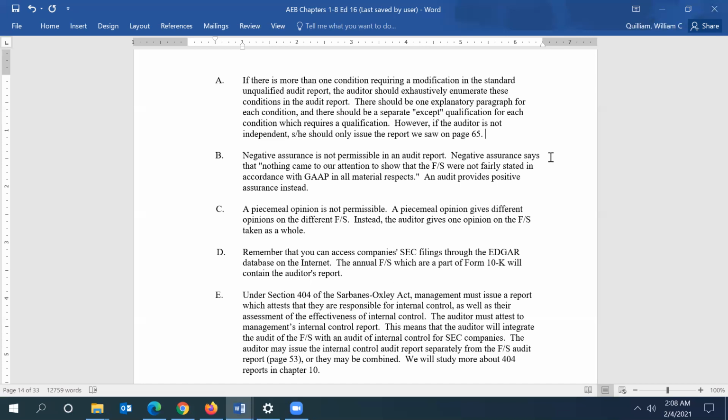Read over it when you have a chance, because we'll study more about 404 reports in Chapter 10. I won't test you on them for now. Certainly, after 404 reports were phased in after the Sarbanes-Oxley Act, the cost of audits went way up for SEC companies.